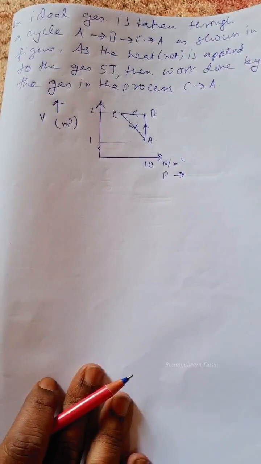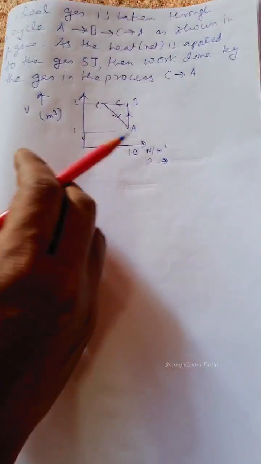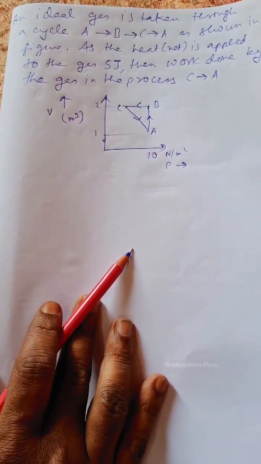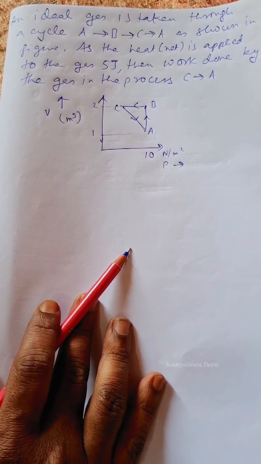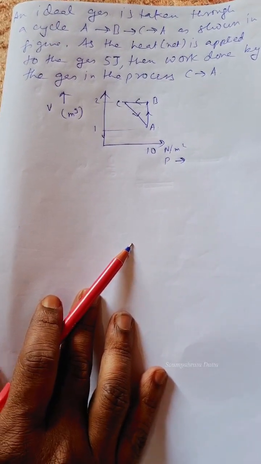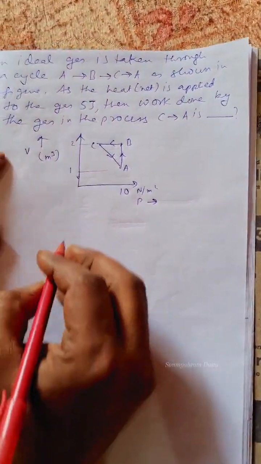There is a problem based on graph in thermodynamics. An ideal gas is taken through a cycle A to B to C to A. The net heat supplied to the gas is 5 joule. Then what is the work done by the gas in the process C to A? So let us do it like this.